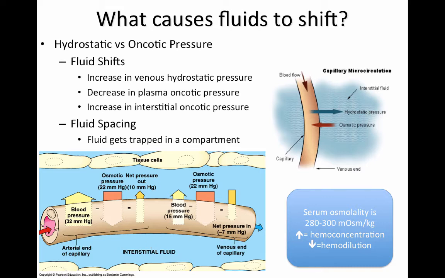When plasma oncotic pressure decreases, fluid is going to stay in the interstitial space. If there's nothing pulling water into the intravascular space, then it's going to just get stuck out in this area here. So fluid is going to stay in the interstitial space. You see this in liver failure patients.